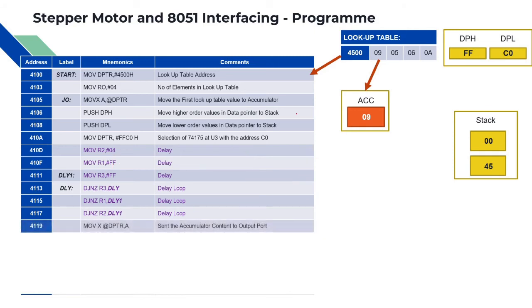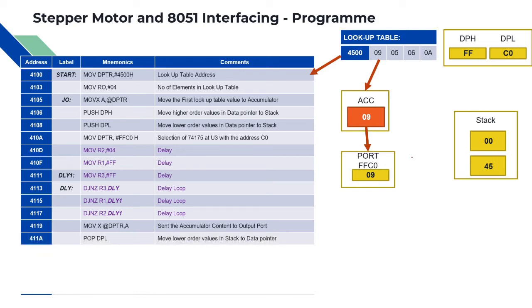So after the delay, you are going to pass on the first value to the port FFC0. So the first value reaches there. Now the motor will make the first move, and then you are going to retrieve the information of the lookup table from the stack. For that we are using pop DPL. So the first value will come to DPL.